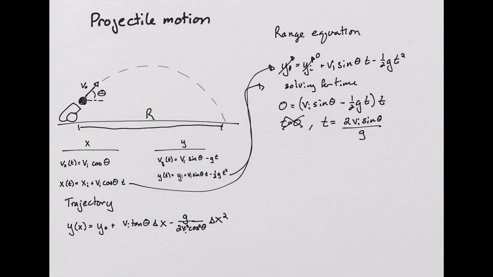Taking that second solution, substituting it back into the initial equation, we have x final is equal to x initial plus v initial cosine theta times time, and now we're going to substitute in 2 v initial sine theta over g. For the final thing, we're going to define the range as the final minus the initial position. So the range is equal to v i squared over g times 2 cosine theta sine theta.